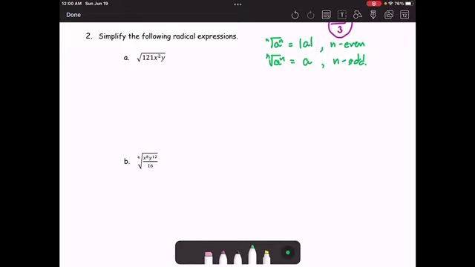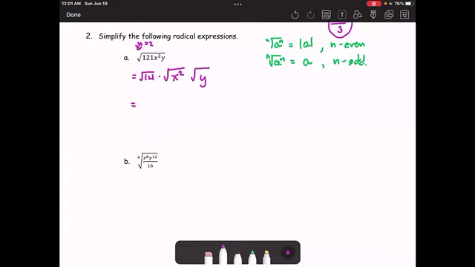For part A, we have the square root of 121 x squared times y. The index of the root is 2. Put a note here, n equals 2 for the square root. Therefore, we have to make sure that all the radicand factors must be greater than or equal to 0. Then use the property that the radical of the product is the product of the radicals. So we have square root 121 multiplied by square root of x squared multiplied by square root of y.